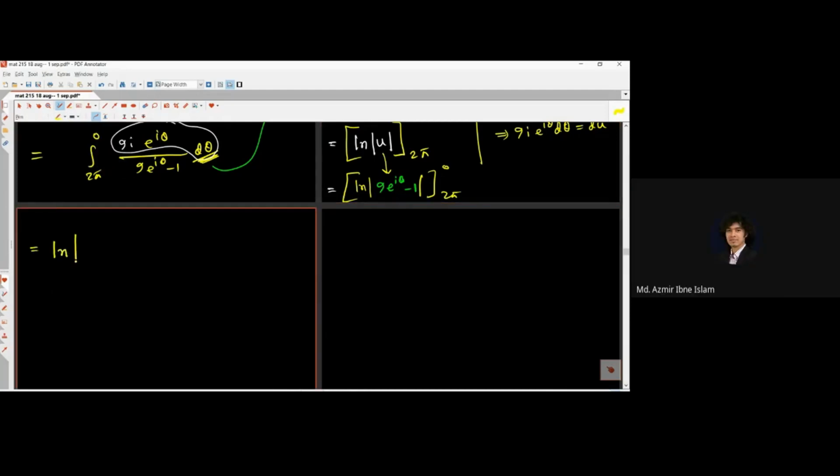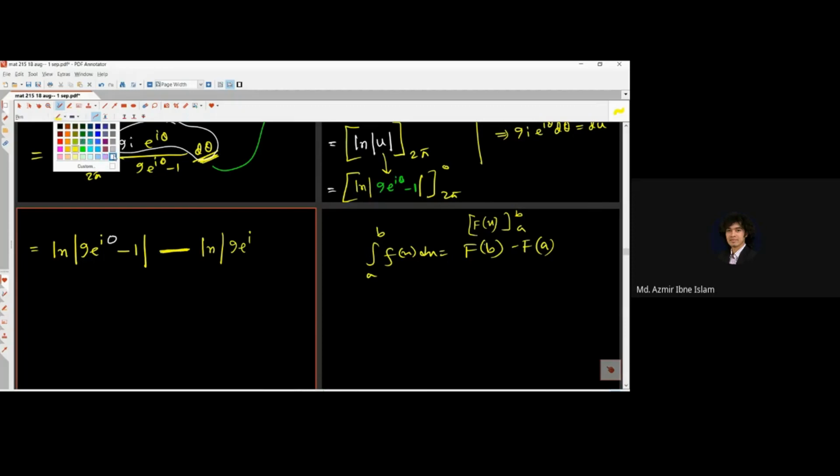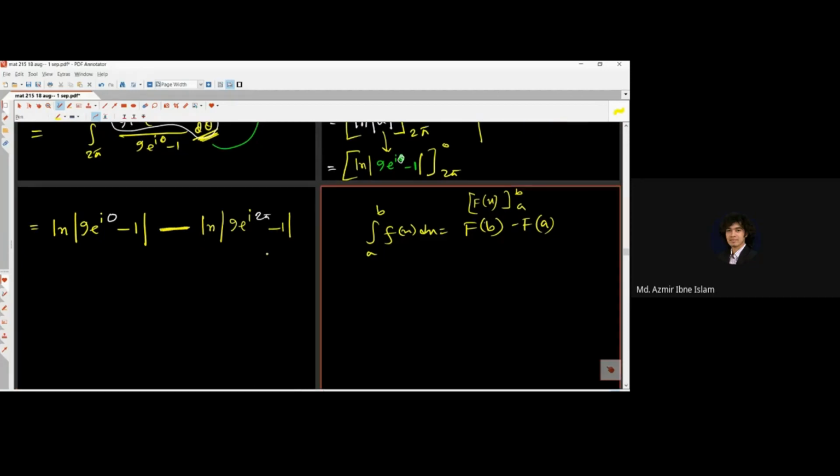Yes, sir. So natural log of 9 e to the power i theta minus 1, where theta is 0. We are working with the upper limit. Then there is a negative from the fundamental theorem of calculus, which says the integral from a to b of f of x dx equals f of b minus f of a. That means with the antiderivative, at first we input the upper limit, then negative, then the antiderivative at the lower limit. So this is what we are doing here. So natural log of this part, and now again natural log of 9 e to the power i theta minus 1, this time theta is 2 pi. So finally we have applied the fundamental theorem of calculus.